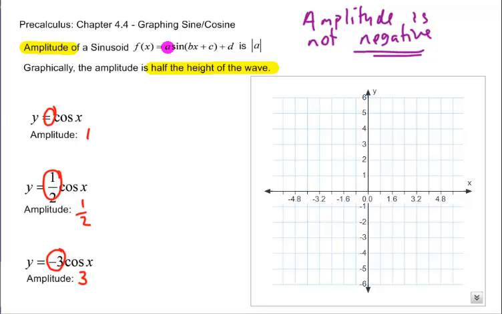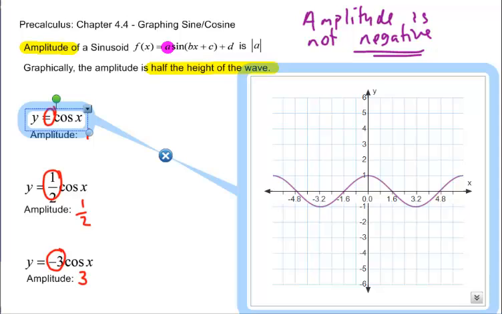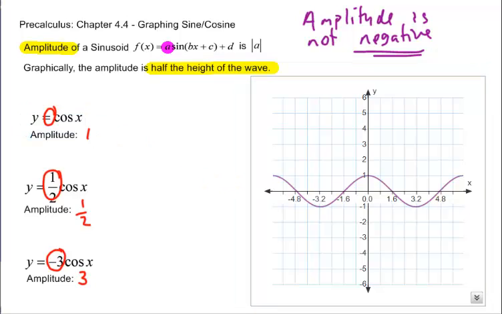Well, let's look at this first guy real quick. Notice that when I'm looking at this, the height of this wave goes from -1 to +1. Would you agree with that? Here's a +1 up here, here's -1 down here. So I travel 2 units for all of this to happen. The amplitude is half of that, and it's always positive.